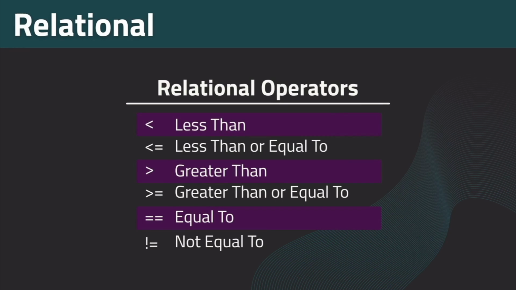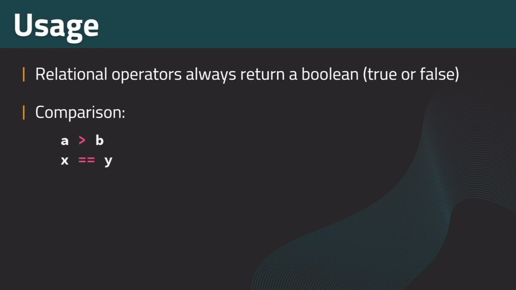Let's take a look at the relational operators. We have less than or equal to, greater than or equal to, and finally not equal to. Relational operators always return a Boolean. So whenever you're using, in this example, greater than and also equal to, you're always going to get either true or false back. So in this case, if A is bigger than B, because we're doing greater than, then that would be true. And if X was equal to Y, that would also be true.